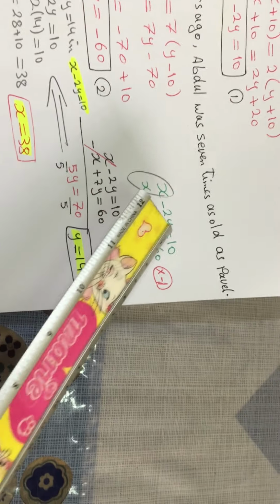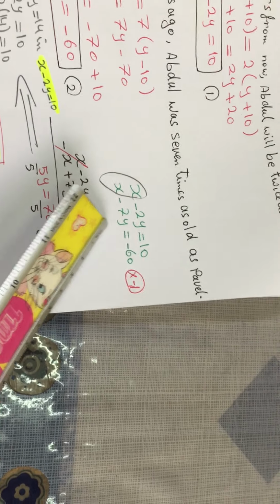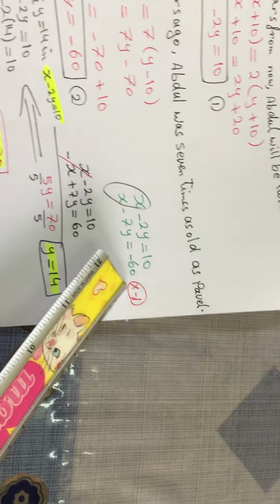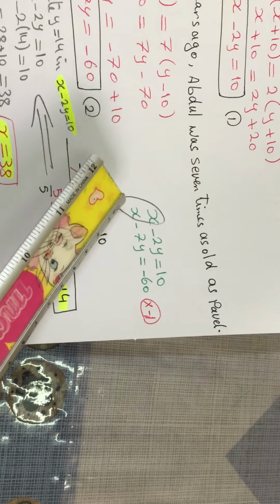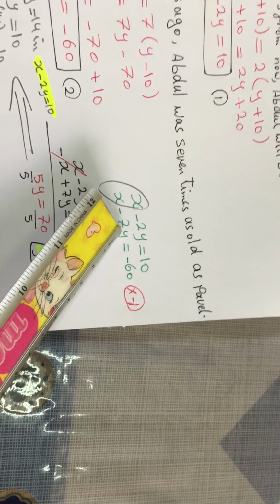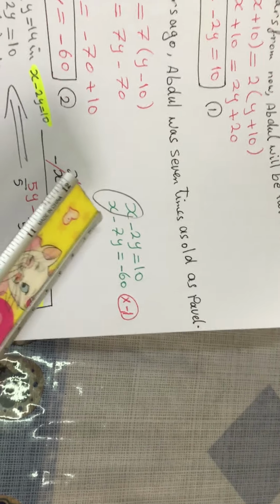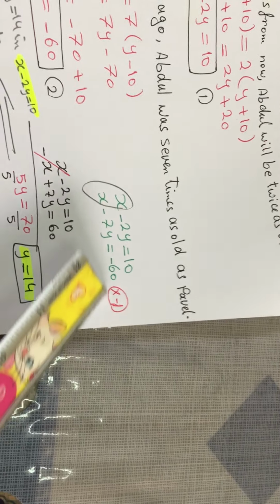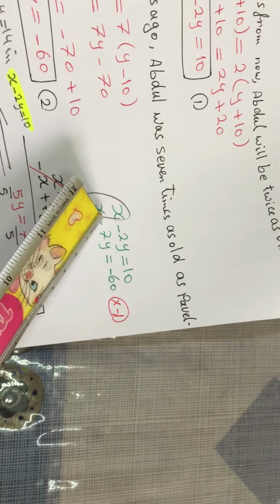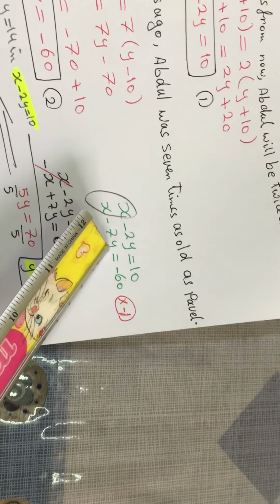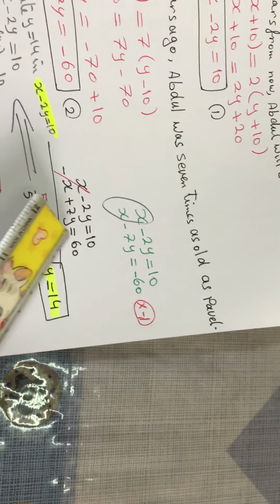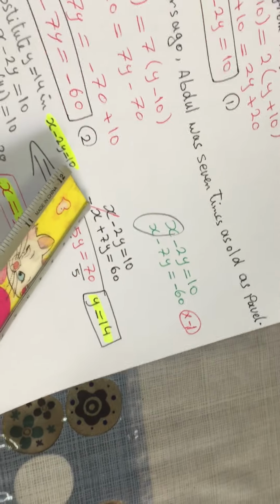Now I'll solve the 2 equations by elimination. I have x and x, so we can multiply here by negative 1. I prefer to multiply here only by negative 1 and eliminate x, because if you want to eliminate y, you will multiply the 2 equations. Please choose the easy way. Here I'll multiply by negative 1, so the first equation is x minus 2y equal 10, and the second equation will be negative x plus 7y, negative 60 multiplied by negative 1 equal positive 60. Add to eliminate, cancel x with x.